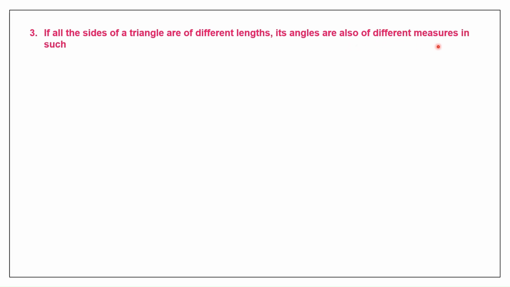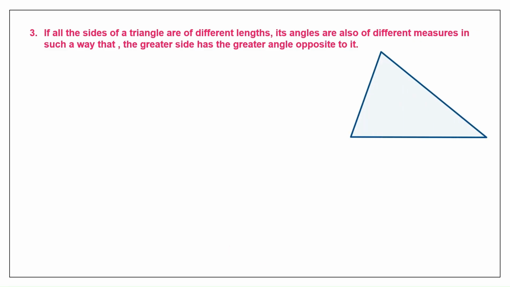Now the third kind is if all the sides of a triangle are of different lengths, its angles are also of different measures in such a way that the greater side has the greater angle opposite to it. So this point you have to understand. So let's have a triangle. We have our triangle here. This is triangle ABC. Now in triangle ABC, all the sides are of different lengths. That means AB is not equal to BC and this is not equal to AC.